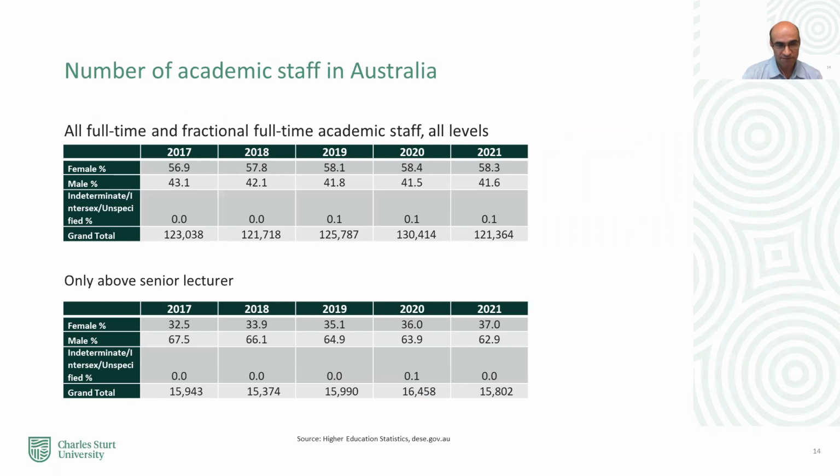This is not my data. This is from the higher education statistics in Australia. I just wanted to show you that. You see, this is all full-time and fractional full-time academic staff, all levels, from 2017 to 2021. And you can see the percentage of female is higher than the percentage of male, 56%, and here 58%. But if you drill down and limit the data to only those above senior lecturer, you can see it is the opposite. So two-thirds are male in almost all years, and only one-third are female, which means that these people do not progress to higher levels for any reason.